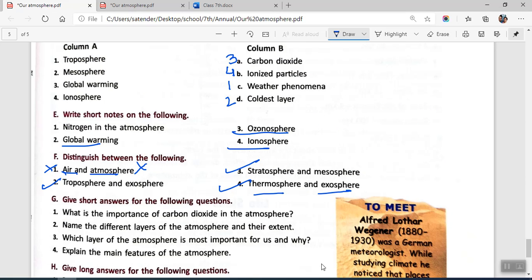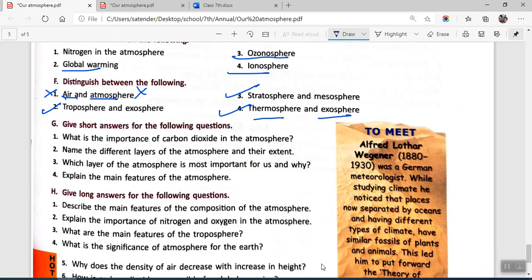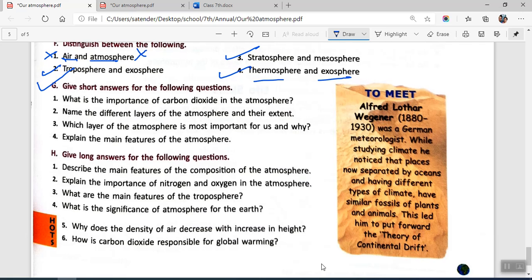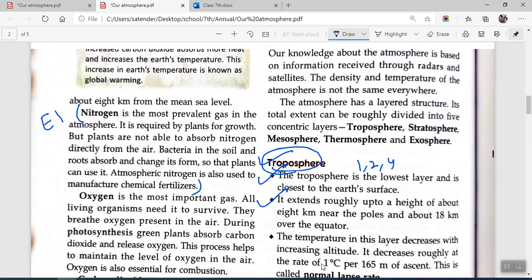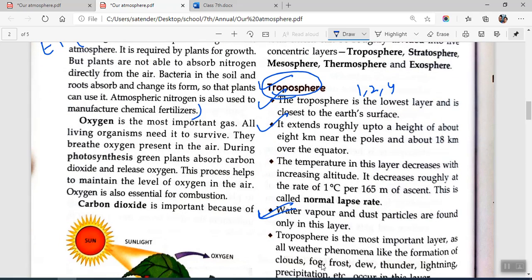Okay, so we are done with section F, and now we will be moving on to section G. Give short answers for the following questions. What is the importance of carbon dioxide in the atmosphere? This is your G1. So we just go to the paragraph related to carbon dioxide. Carbon dioxide is important. This is G1.